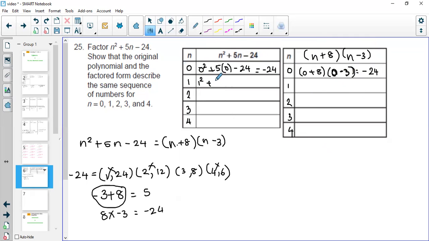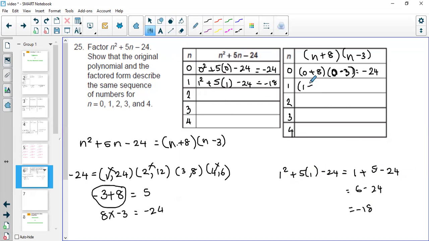So similarly, you're going to follow the same thing for all the values which they have given. If you find it difficult, let me write it separately here. But by now you need to do this mentally. So 1 squared is 1, 5 multiplied by 1 is 5, minus 24. So 1 plus 5 is 6, and 6 minus 24 is going to give you negative 18. So the answer for this is negative 18.